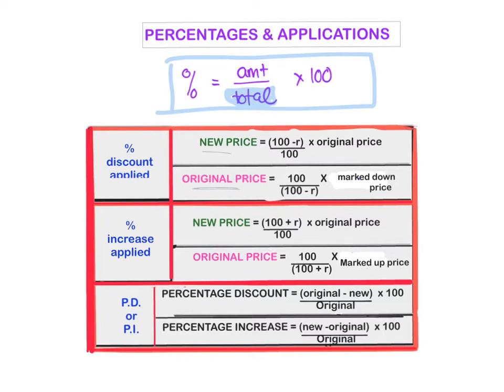So say in a class test, if you got 10 out of 20, you do 10 out of 20 times 100 and you get 50%. All right.